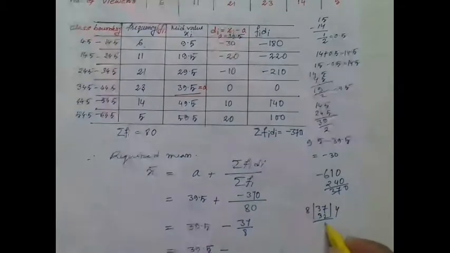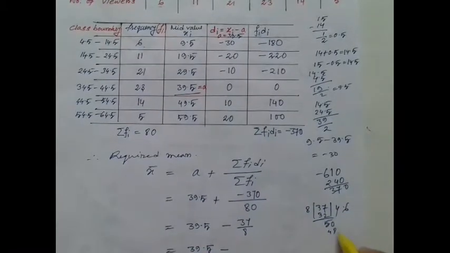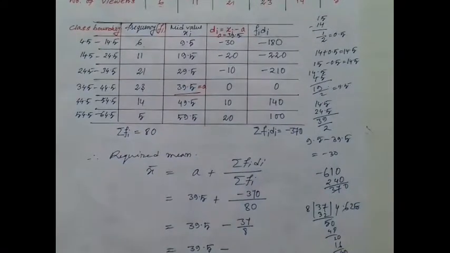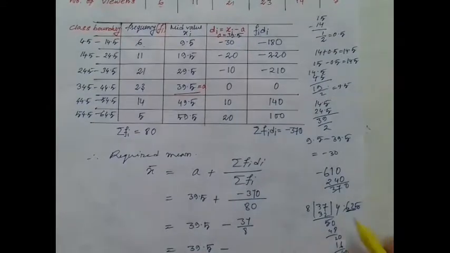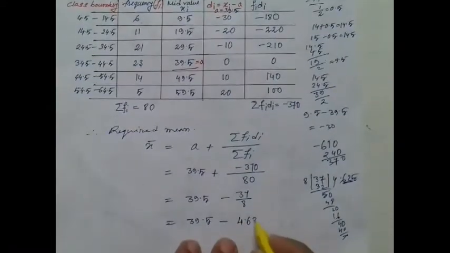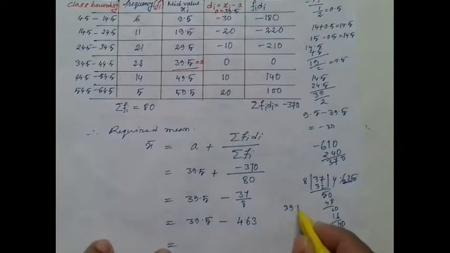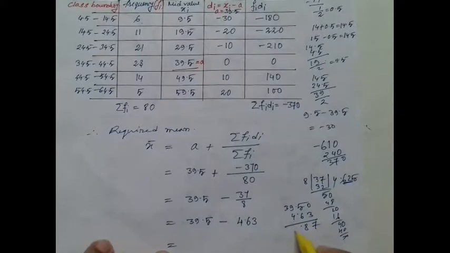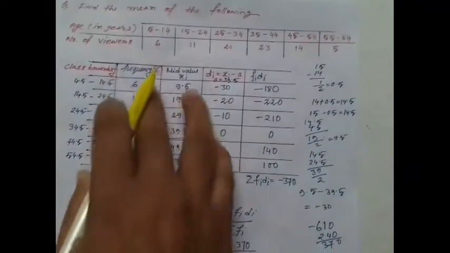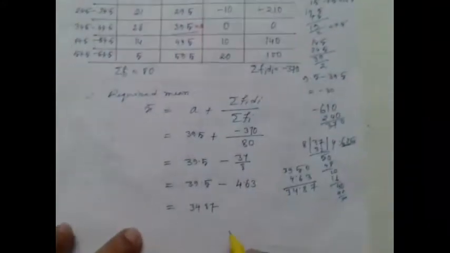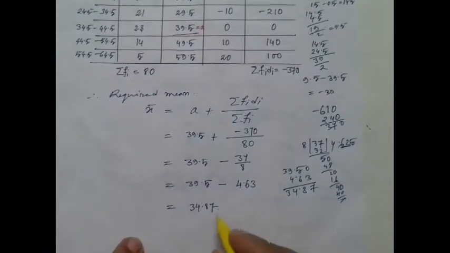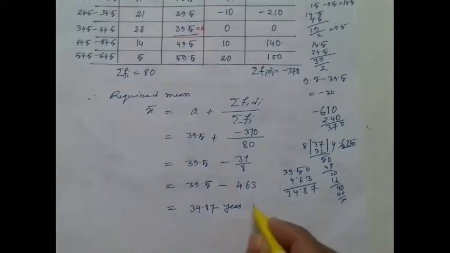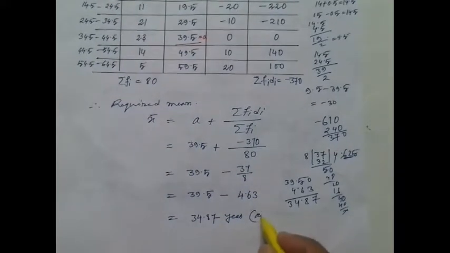4 is 32, 5.0, 6 is 48, 2.0, 2 is 16, 4.05. So we are getting 4.625, but we have to take up to 2 decimals, so 4.63. Now we have to subtract 39.5 minus 4.63, so 34.87. And as the question is given in years, therefore we should write years here, and approximately.